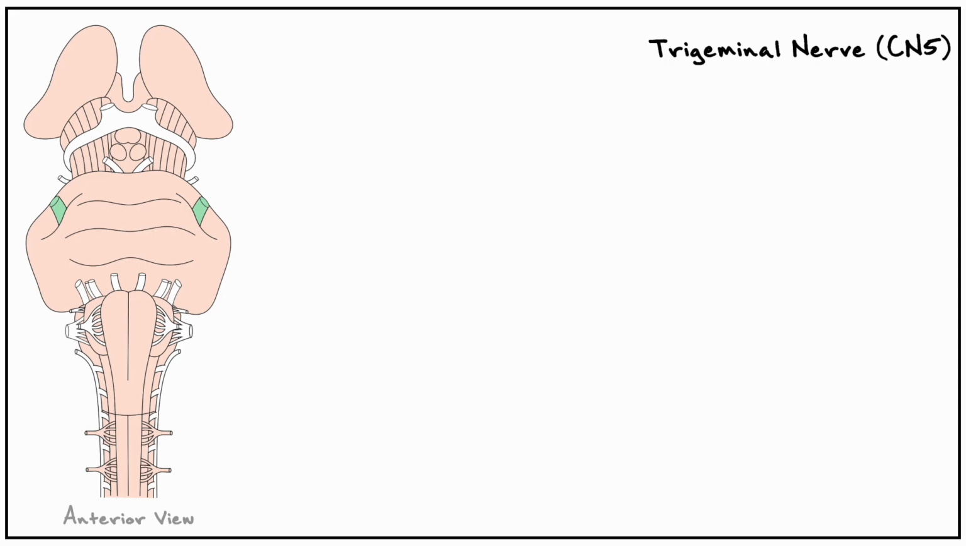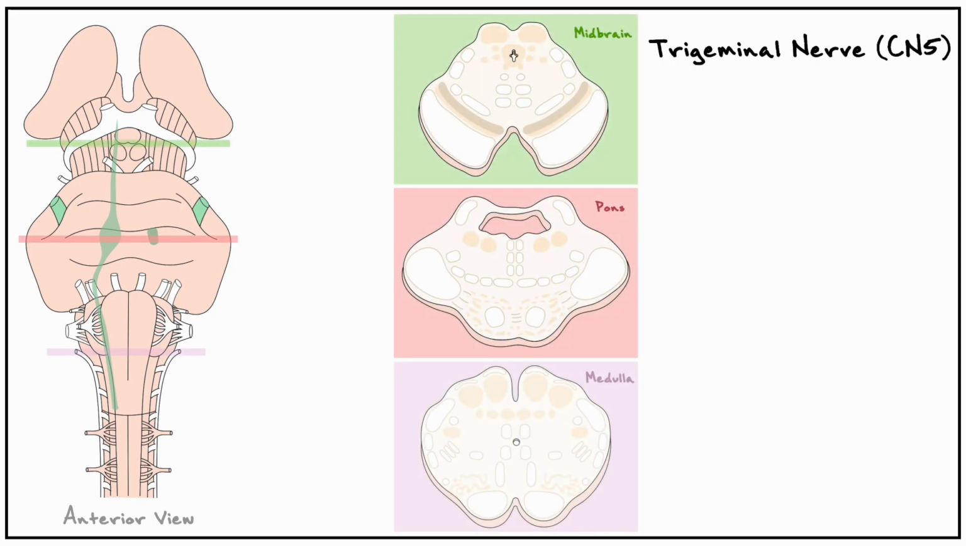In comparison to the other cranial nerves, the trigeminal nerve is very special because its respective nucleus is located all over the brainstem, as you can see in green. In total, there are 4 divisions of the trigeminal nucleus, and to see them more clearly, let's take a cross-section at the level of the midbrain, pons, and medulla.